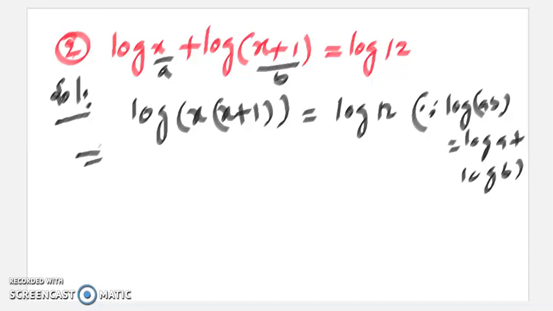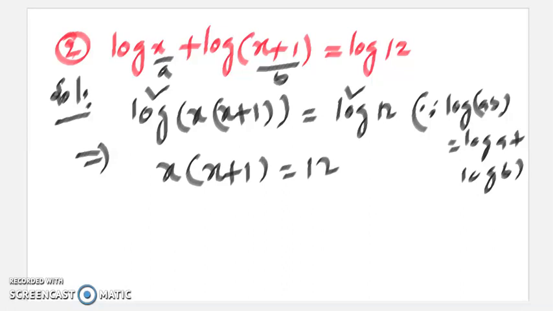So from that, take off log on both sides. Then the remaining value is x times (x plus 1) is equal to 12. From that, multiply x throughout (x plus 1). So x into x, x square plus x is equal to 12.